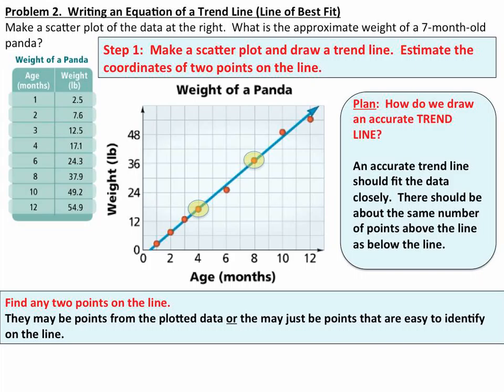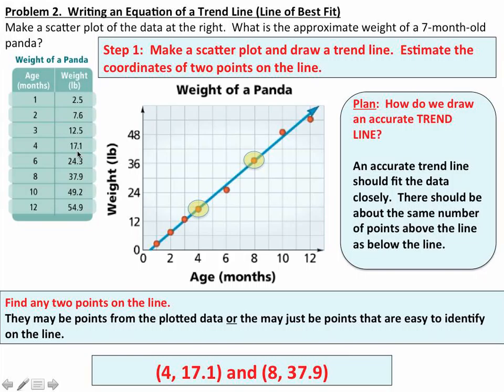So I know where those points are because I plotted them from the table. This point is 4, 17.1. And the other point is 8, 37.9. I know that. Now sometimes when you draw your trend line, you'll just have it cross the nice pretty points on the grid, and you can use those numbers.